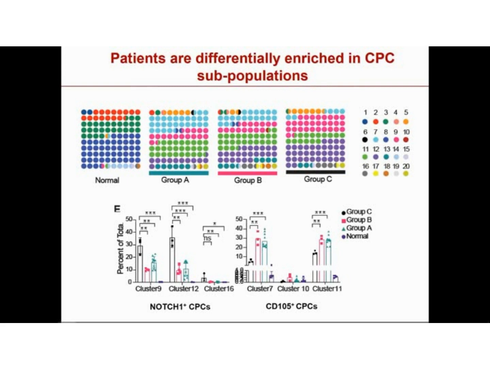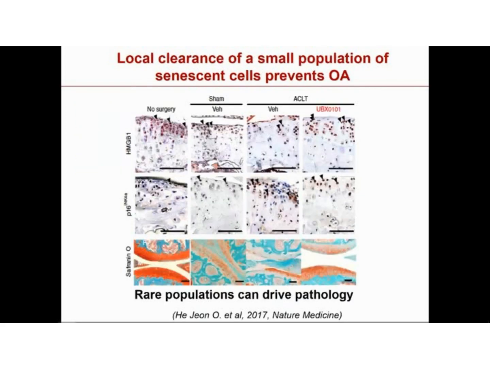So when we look at the inflamed CPCs, which are the Notch 1 positive CPCs, you can see that group C actually has more of these CPC clusters. But when we look at CD105 plus CPCs, they are more in groups A and B. So this is an interesting idea that maybe different patients would respond differently to certain drugs which can cause a regenerative environment, or drugs which dampen inflammation, based on this distribution of the cell clusters.